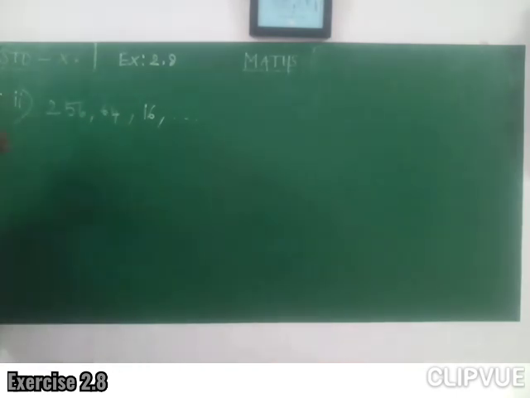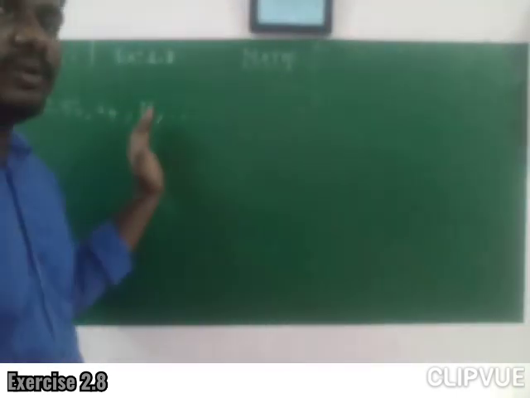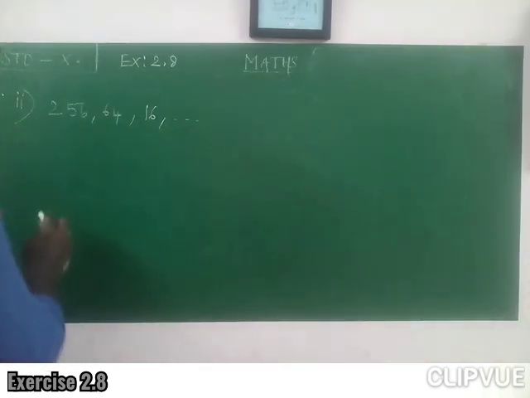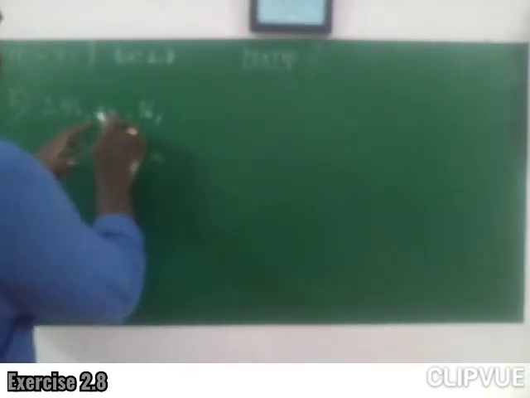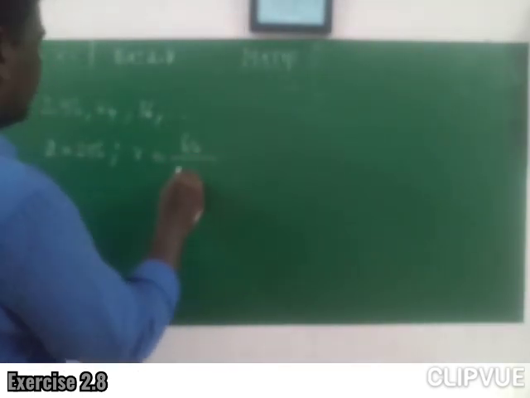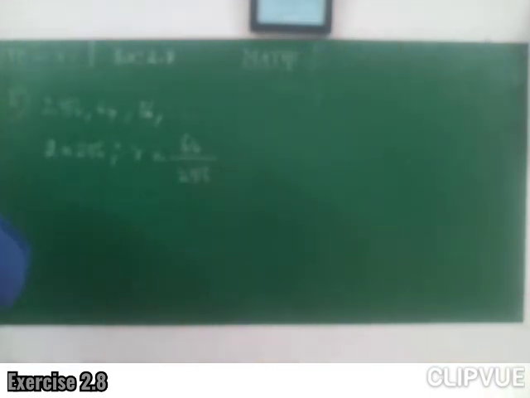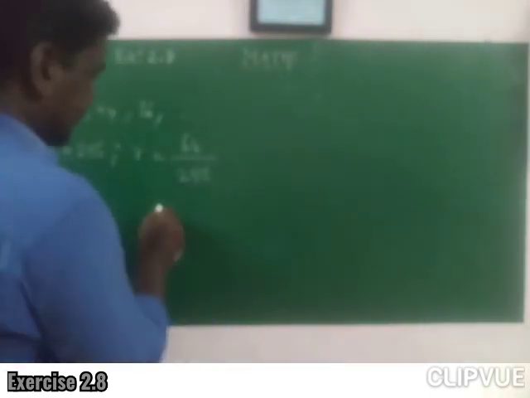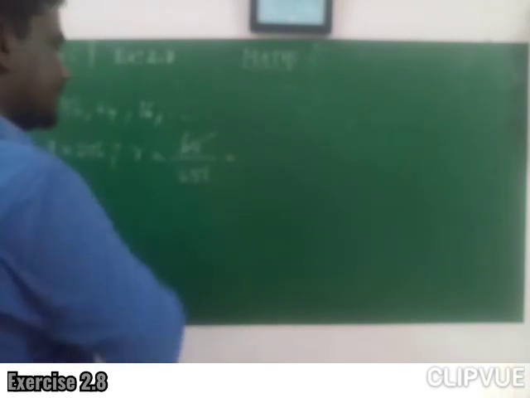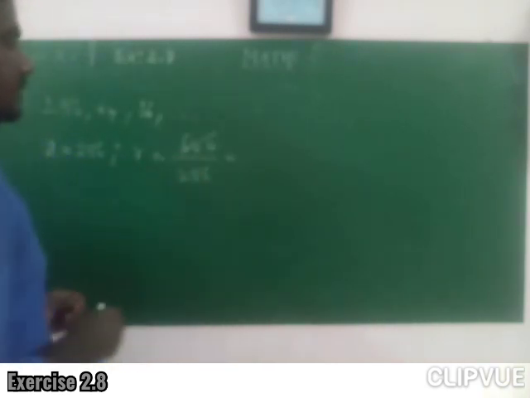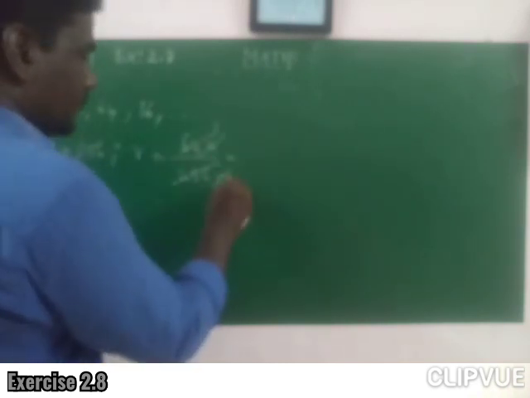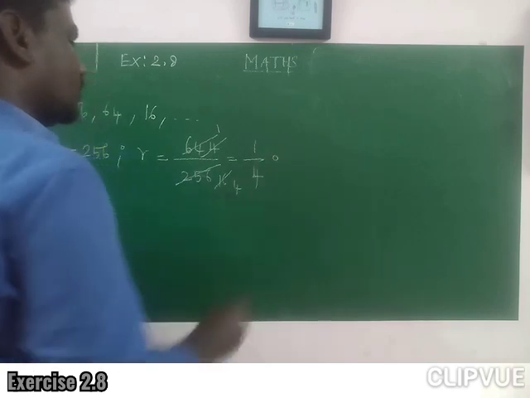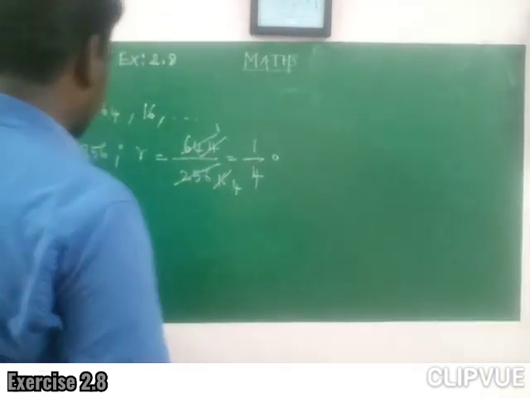Exercise number 2.8, first question, second subdivision, the same question. Find the sum to n terms of the given GP. This is a GP. So here the first term A is equal to 256. R is equal to term 2 divided by term 1. What is term 2? 64 divided by term 1, 256. We can simplify it by using the 16 table. 4 times 16 is equal to 64. Here 16 into 16 can be cancelled. 1 time, 4 times. So 1 by 4.